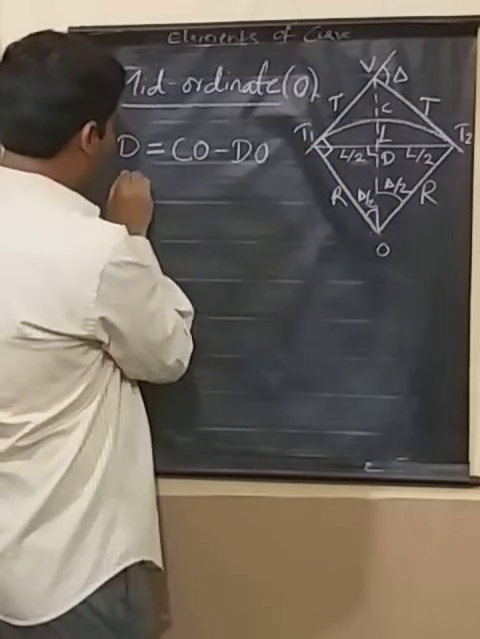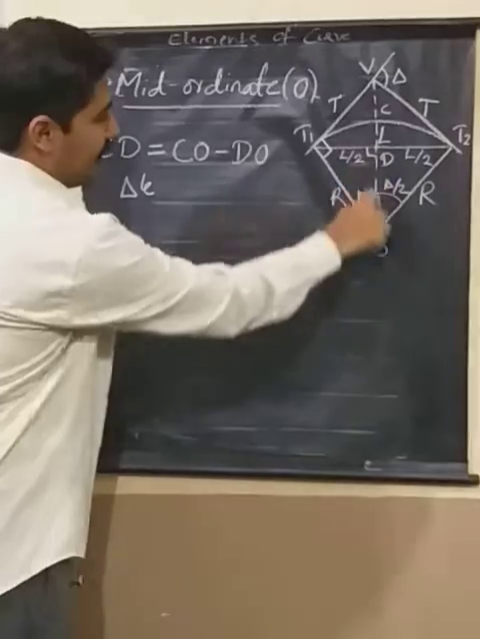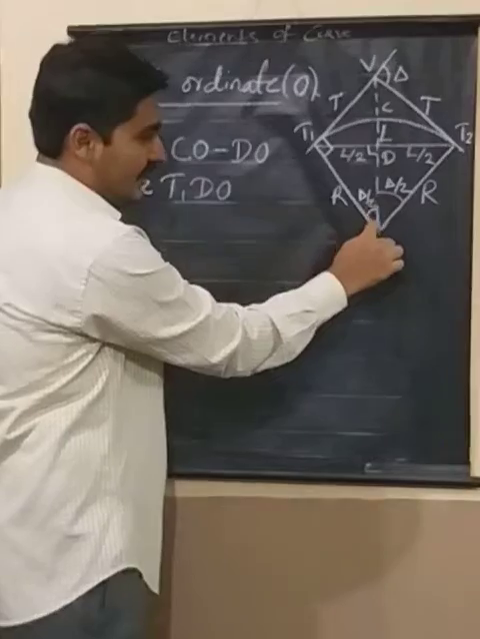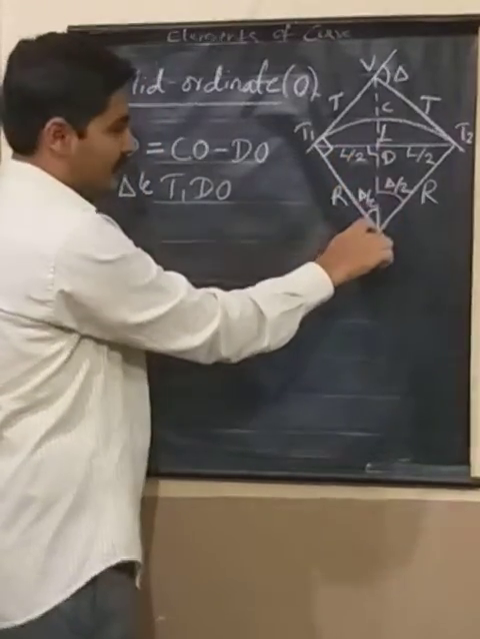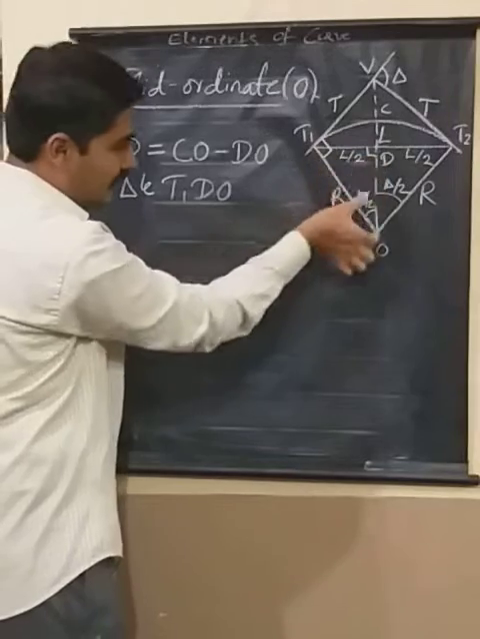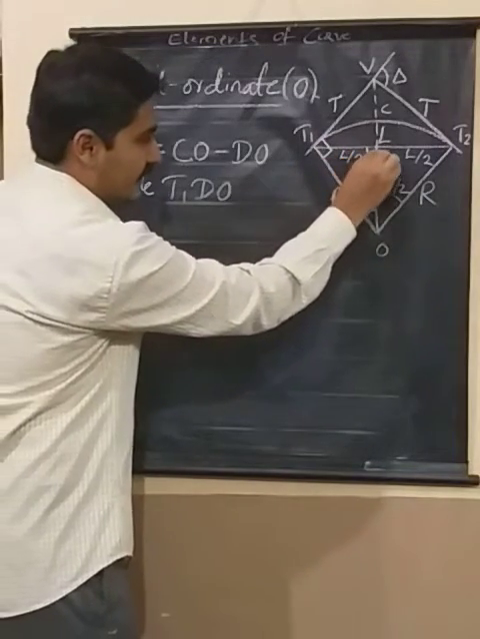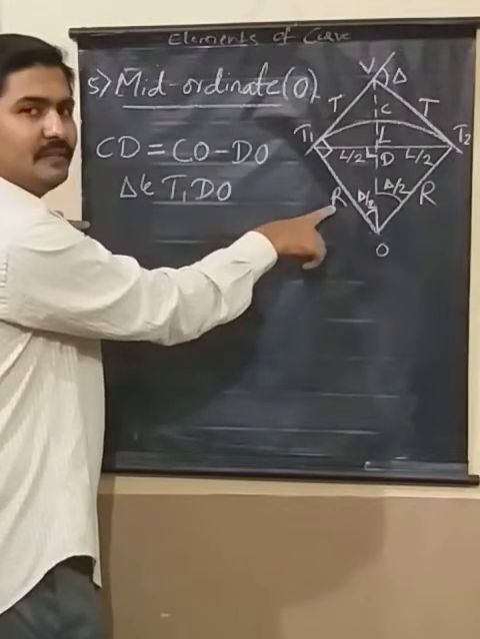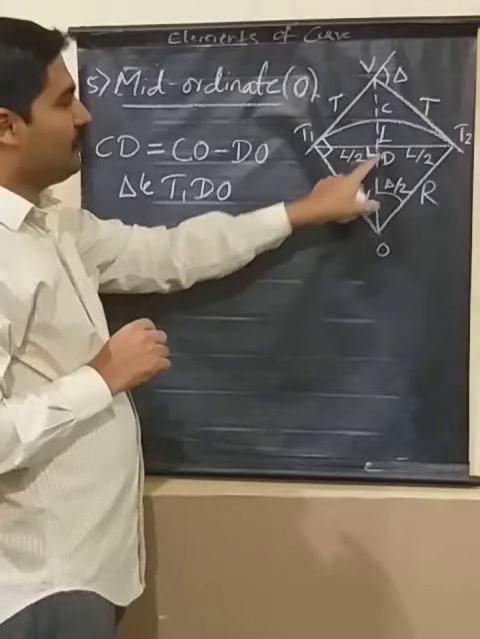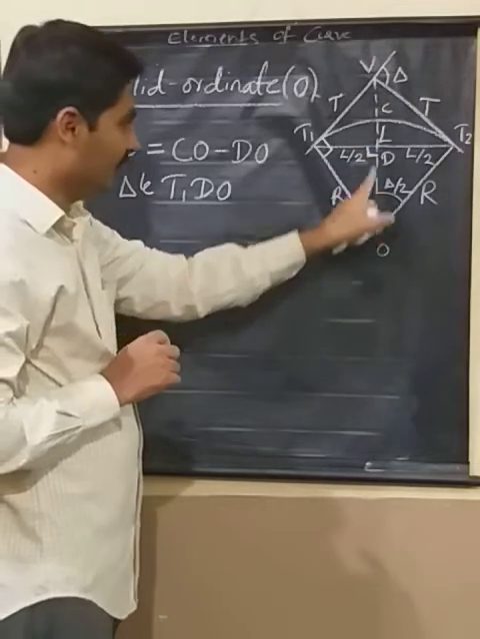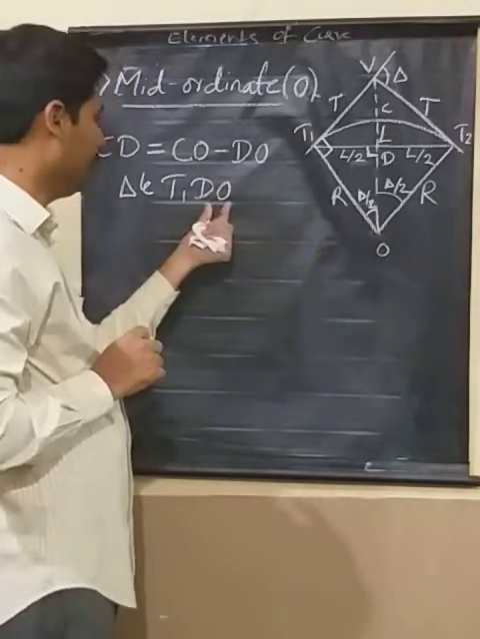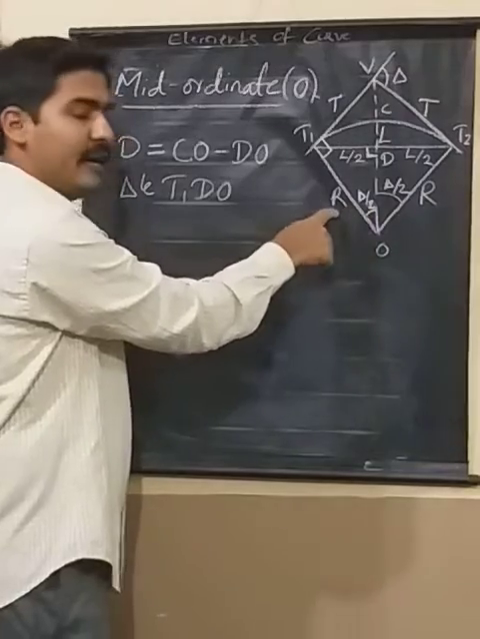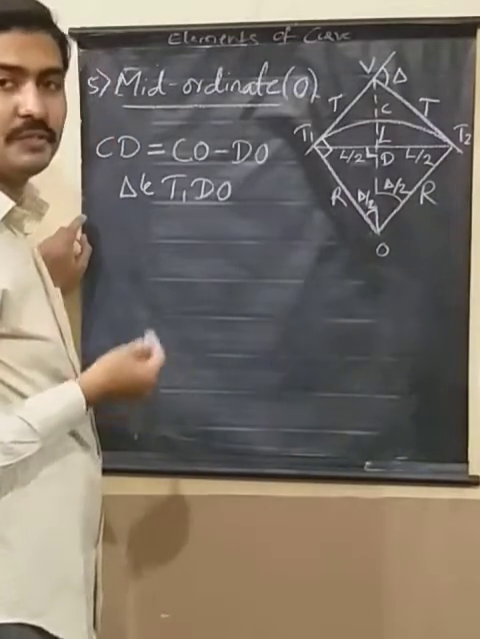And to find out this DO, I am going to use triangle T1DO. Using this right angle triangle, T1DO has 90 degrees here, and this is the angle delta by 2. We know what R is here. I am supposed to find out the adjacent side now. DO is the adjacent side which is required. For that, adjacent side is required, and I know the hypotenuse. So I am supposed to use the cosine formula.